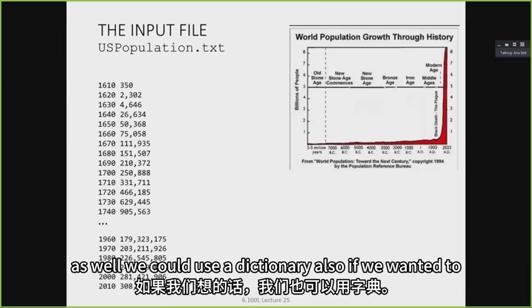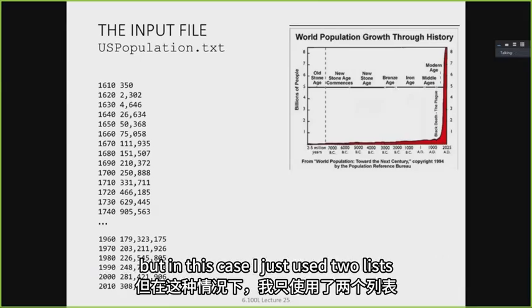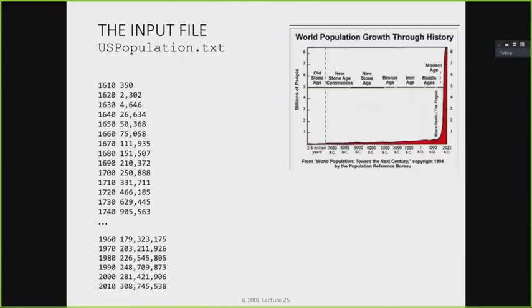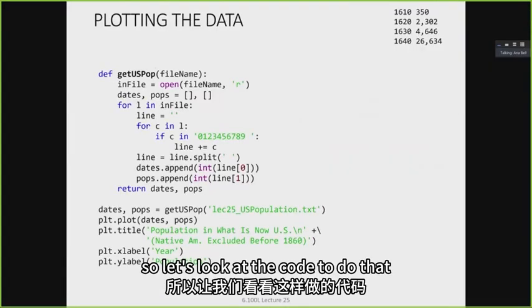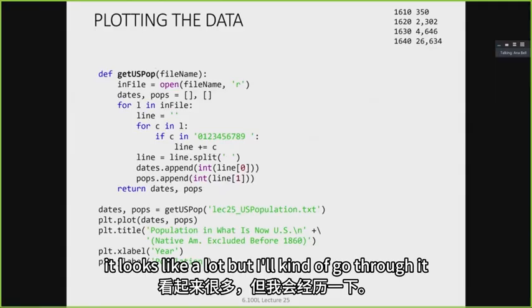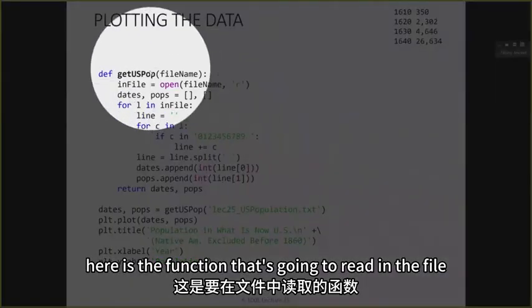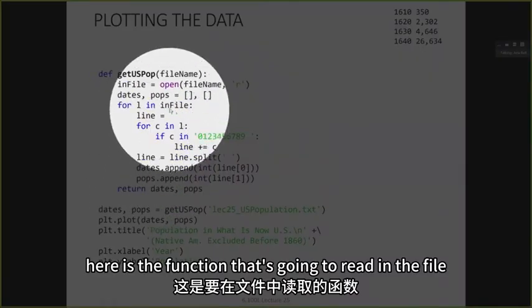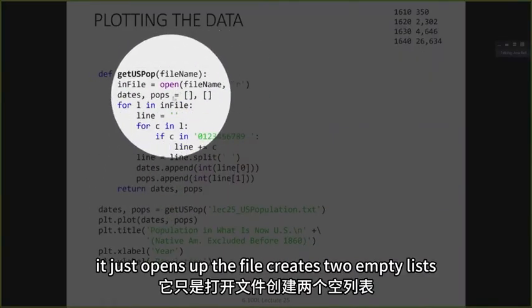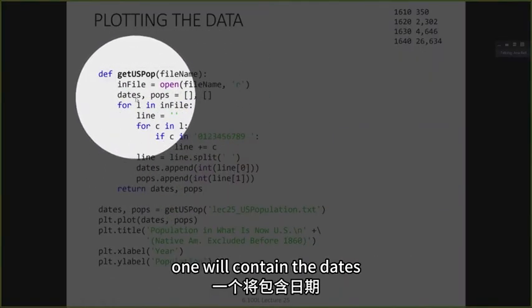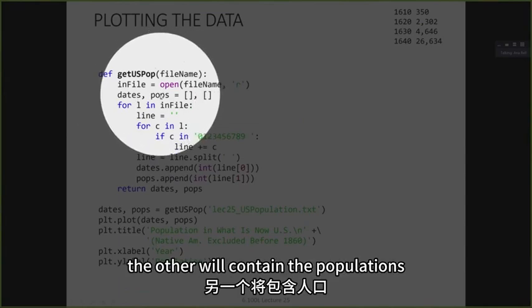We could use a dictionary also if we wanted to, but in this case I just used 2 lists. So let's look at the code to do that. It looks like a lot, but I'll go through it. So here is the function that's going to read in the file. It just opens up the file, creates 2 empty lists. One will contain the dates, the other will contain the populations.